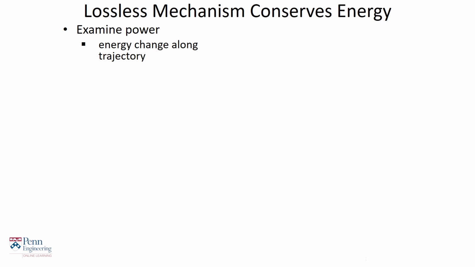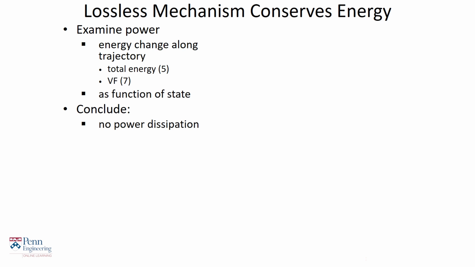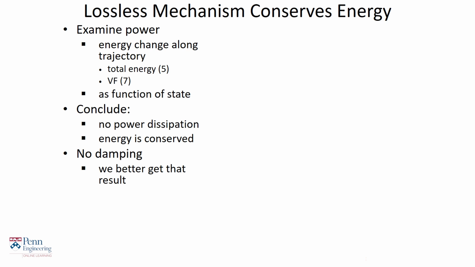So let's once again examine the power, which is the energy change along the trajectory of the total energy, and the vector field. We're going to remember that just as the energy is a function of the state, so it is that the power, which is the d by dt of that energy, turns out to be a function of state. We're going to conclude that because there's no power dissipation, energy is conserved in the case of no damping. We better get that result. And also we're going to get, for the damped harmonic oscillator, that the power vanishes.